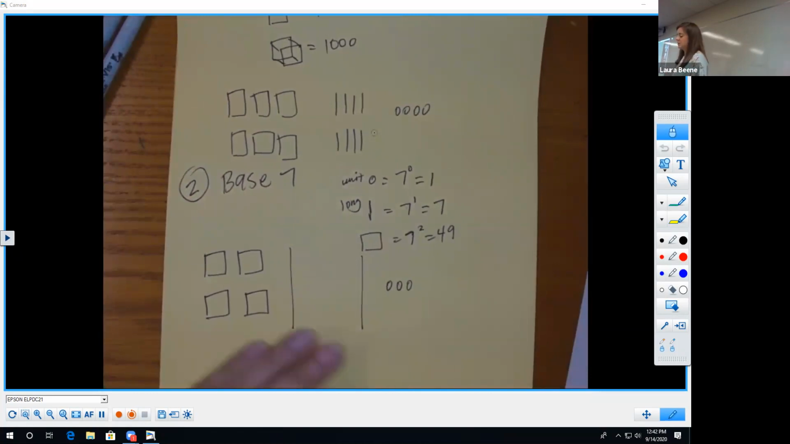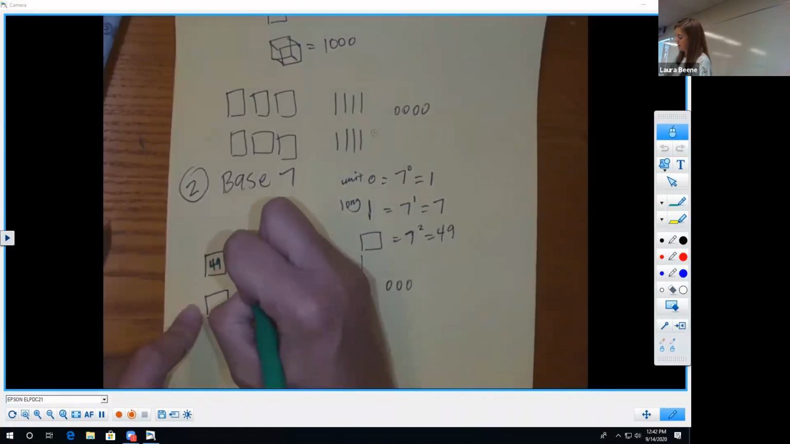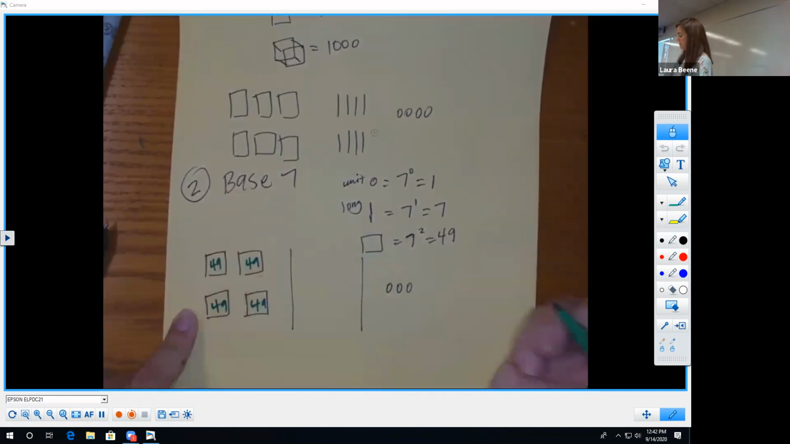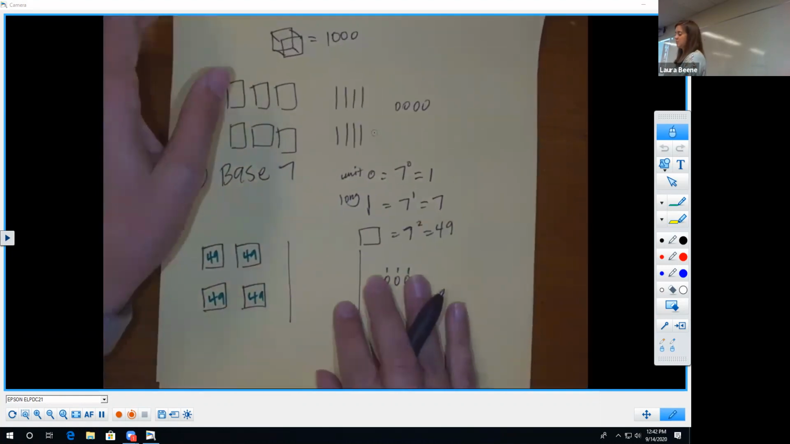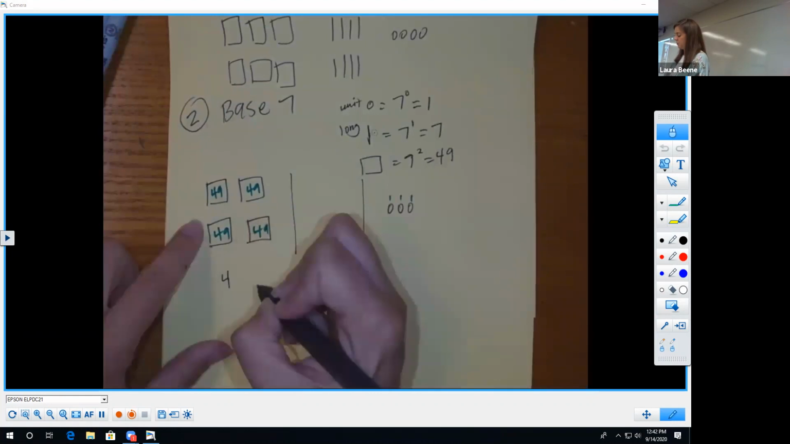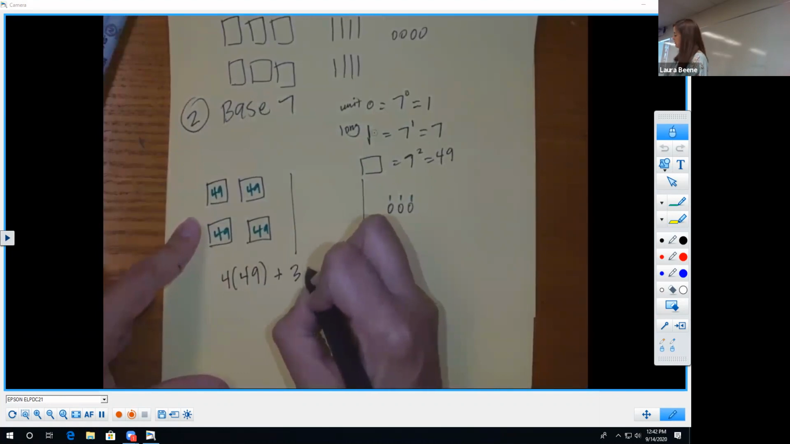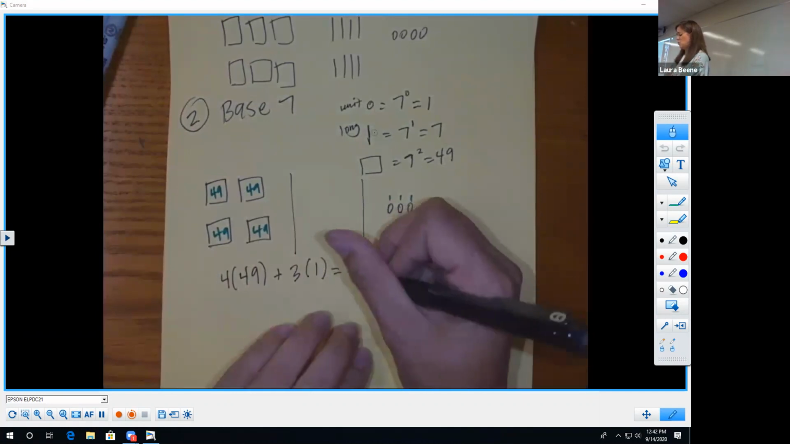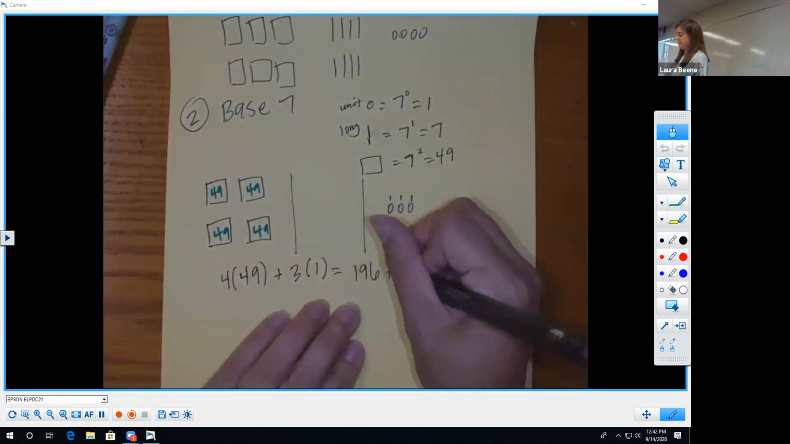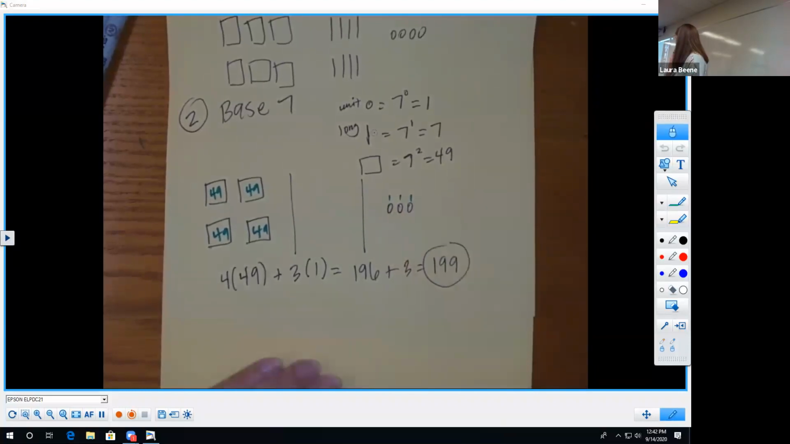Oh, okay. So it says determine the total number of units. Let's see. So remember each flat, this is 49 units, this is 49 units, this is 49 units, this is 49 units, and then this is just 1, 1, 1. So to figure out the number in base 10, I have 4 flats, each of them are 49 units apiece, plus 3 units. Each of them is 1 apiece. So 4 times 49 would be 196. 3 times 1 is 3. That would be 199.